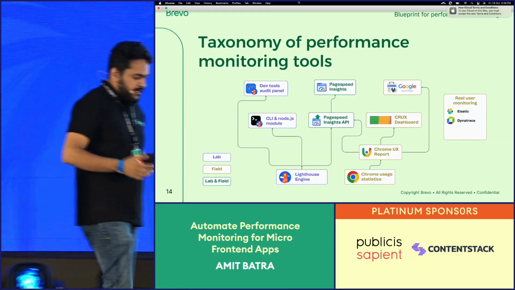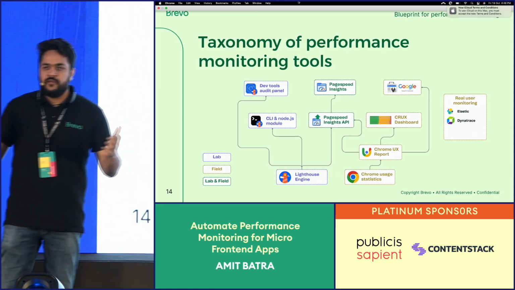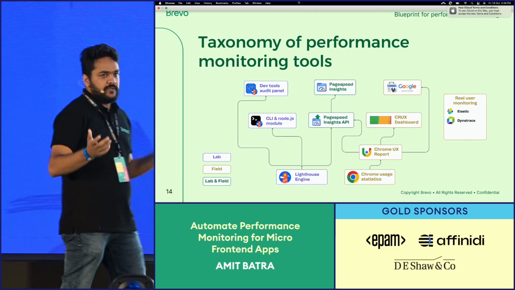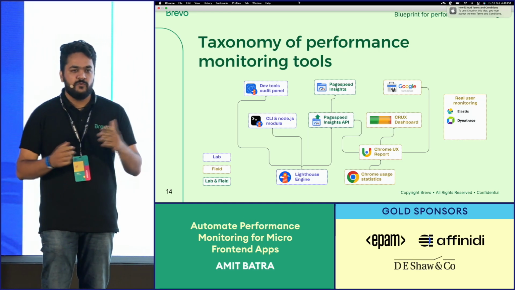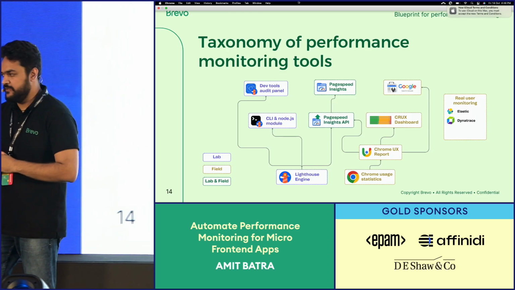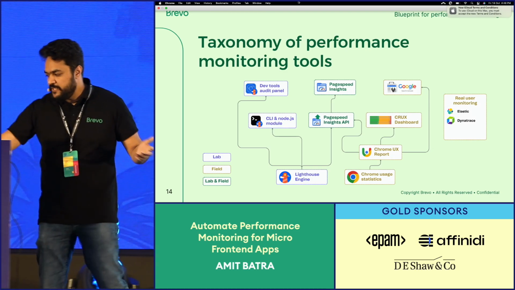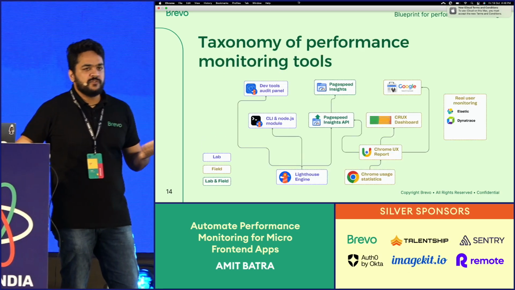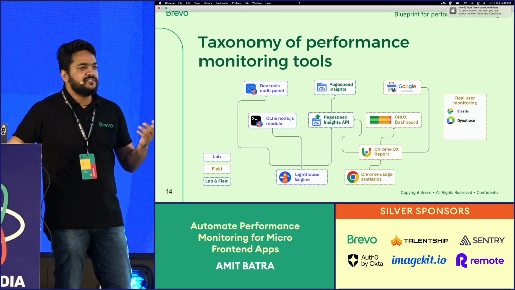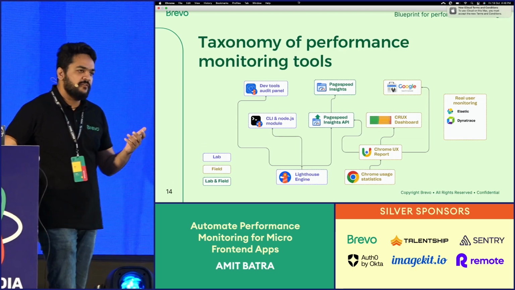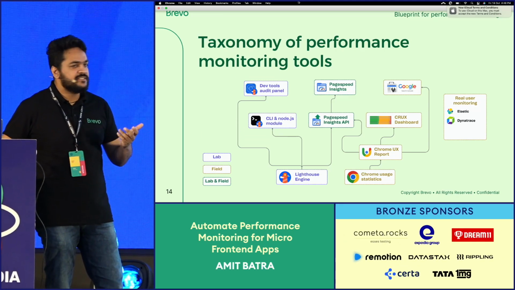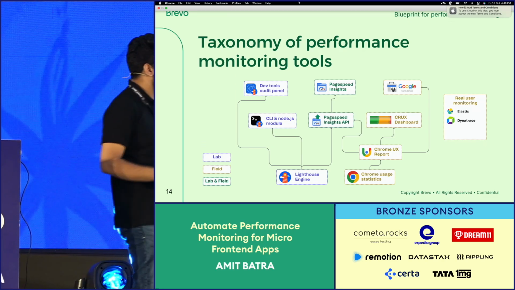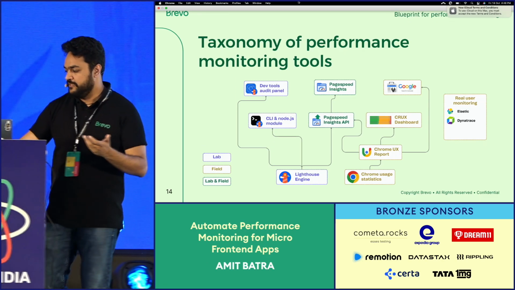So everything we are discussing is in terms of data, right? And in the market, there are different types of data tools, and each tool provides different types of data. So the classification of tools is done on the basis of the data that they provide. There is lab data, there is field data, and there are tools with both lab and field data. The lab data is something that is generated under a controlled environment with a predefined set of network. You can say, just when you run Lighthouse on your system, right? It's basically a lab environment only.